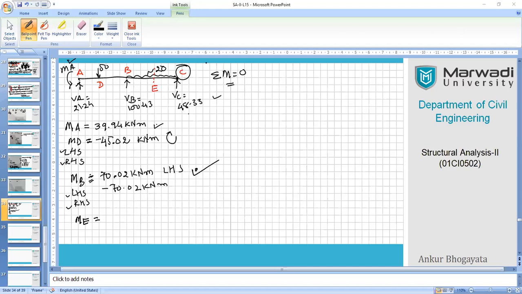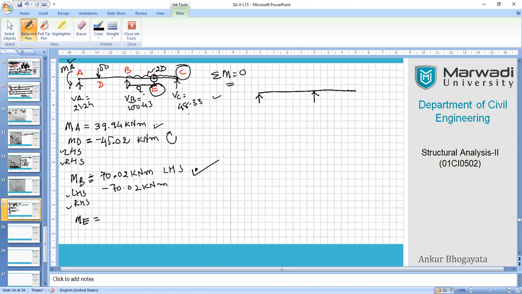There is a big challenge to calculate ME because it is not that simple. Are you getting my point? I have not given the specified distance yet where you will take the moment. So that is the crux of this numerical, friends. How to get this location is the crux of this exercise. So friends, for that, let me simplify your confusion. You need to first develop your shear force diagram. Okay, so let me help you out in that case.